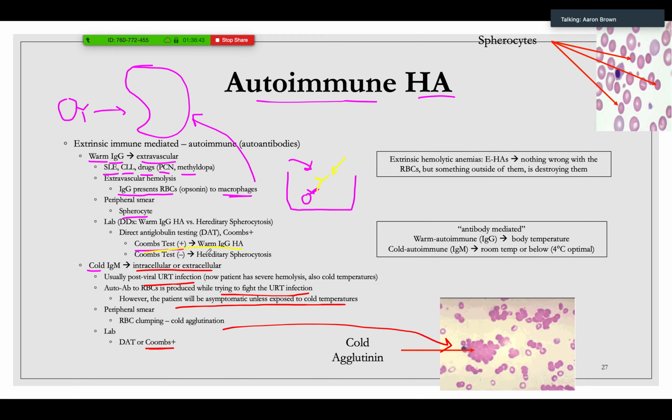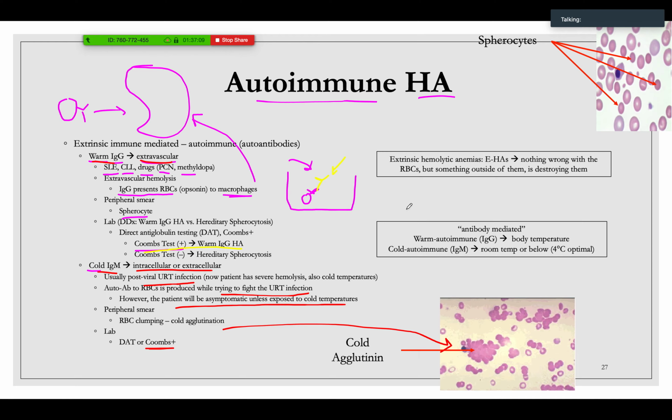Okay, and so the way to remember that: one is intravascular and one is extravascular. Extravascular happens in the spleen. Spleen's in the middle of the body. The middle of the body is pretty warm. Okay, and so that's your warm IgG. Cold IgM can happen at the periphery in your fingers where things are cold, or in the middle. Okay, so cold, think about it happens in the periphery. Warm, it happens in the spleen. And that will be your kind of helpful way to remember that one.